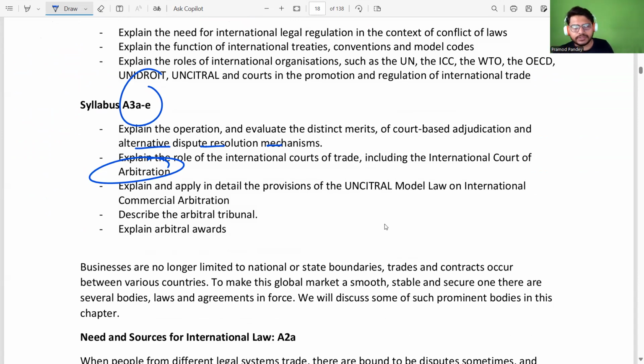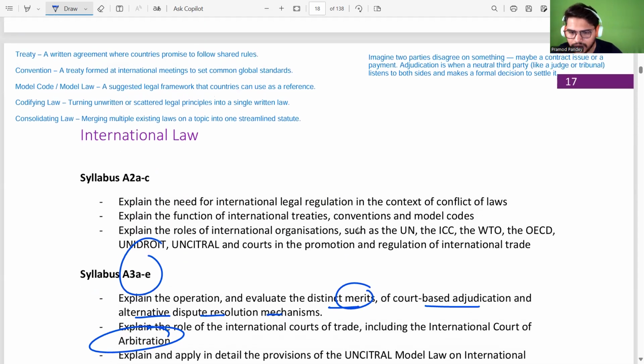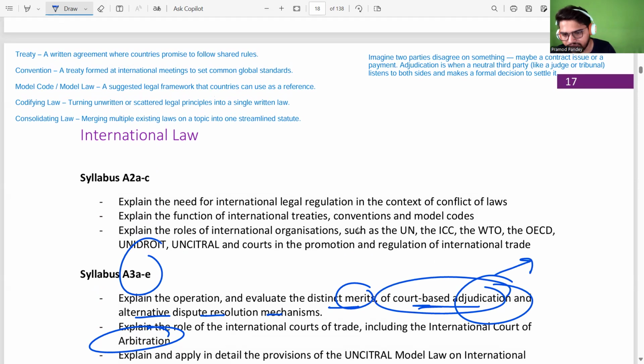So this is one of the processes where you look for an alternative to the court. Okay. So explain the operation and evaluate the merits and demerits of court-based adjudication and the alternative dispute resolution mechanism. I have taken an example of adjudication. Court-based adjudication is basically when you go to the court just to resolve the doubt that you're facing.